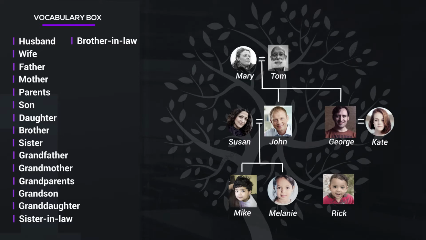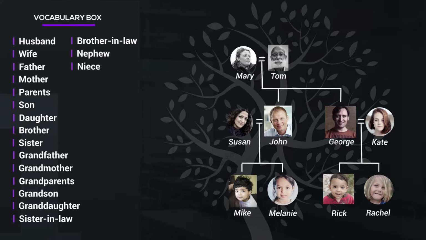Rick is George's son. Rachel is George's daughter. Rick is John's nephew. Rachel is John's niece. John is Rick and Rachel's uncle.